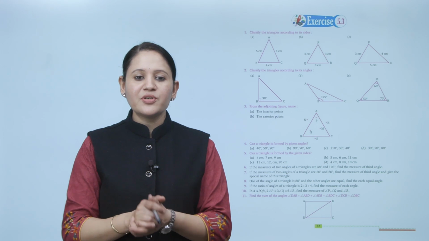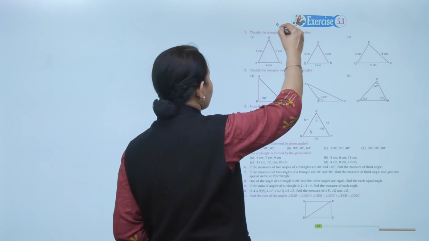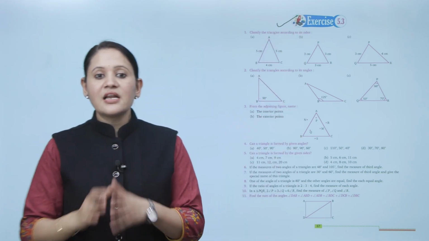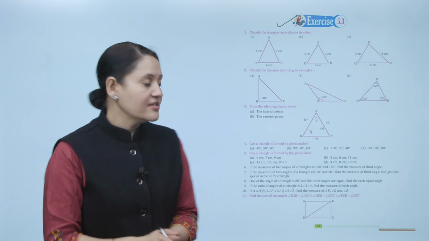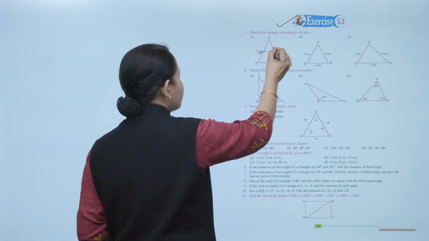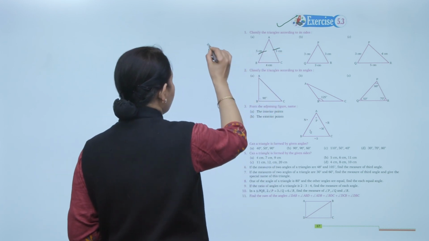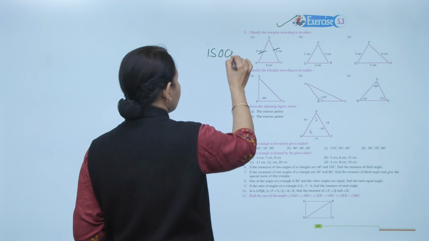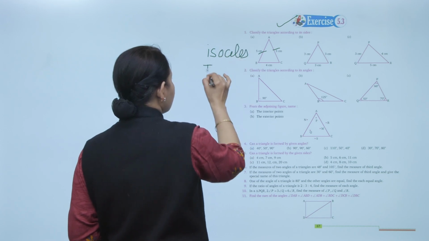Next is exercise 5.3. Classify the triangle according to its sides. Here two sides are equal, so it is an isosceles triangle.